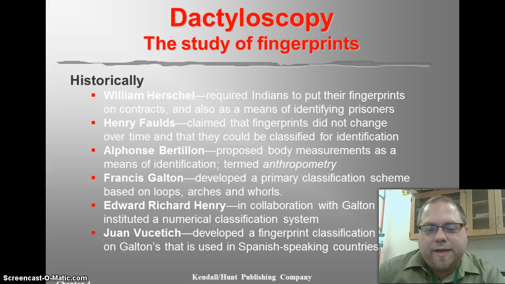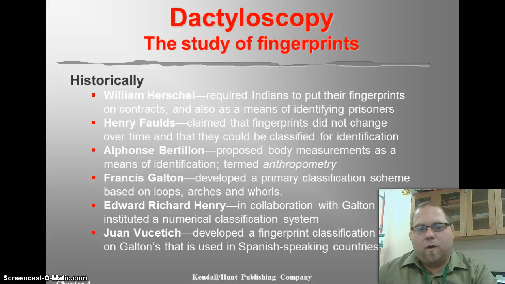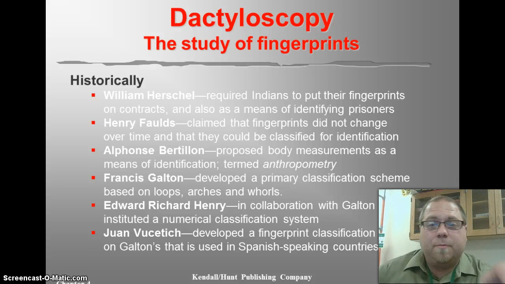Sir Edward Richard Henry was the first person who came up with, well, at least not actually the first person. Vucetich came up with it a little bit beforehand, but Vucetich and Henry created classification systems. Vucetich's is still basically used for the Spanish-speaking world, and Henry's for the English-speaking world.